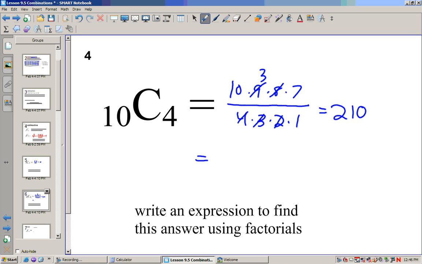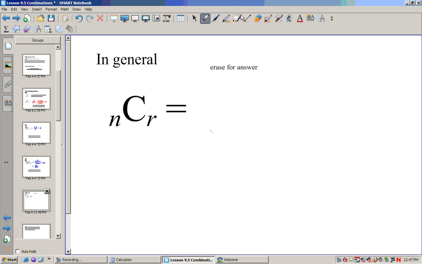Now another way that we can write this using factorials, we could say that this is 10 factorial on top divided by 6 factorial. That would give us 10 times 9 times 8 times 7. This is just like we did for permutations. Now we'd also have to divide out by 4 factorial there. So if I want to generalize this, what I can do is say n factorial over n minus r factorial times r factorial.